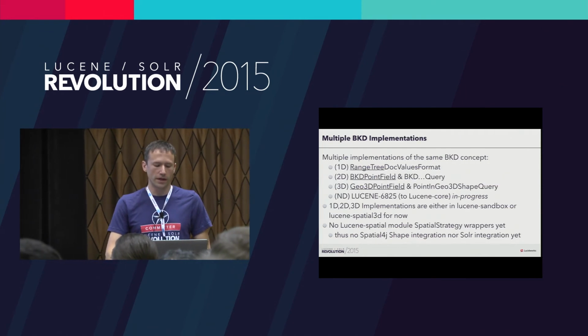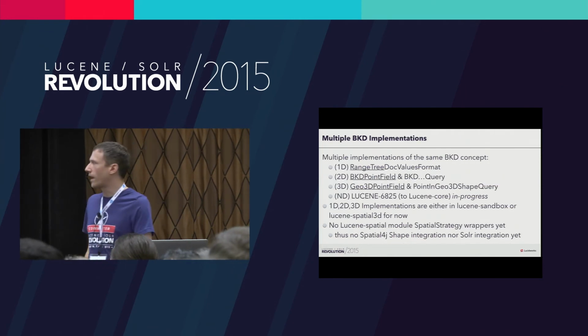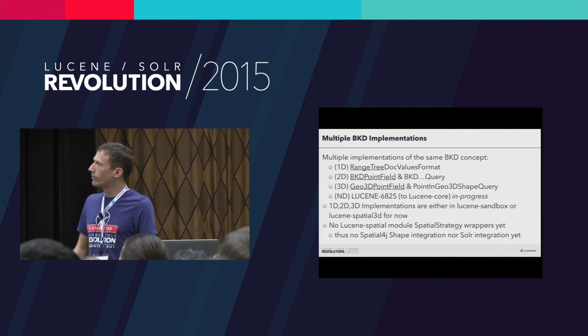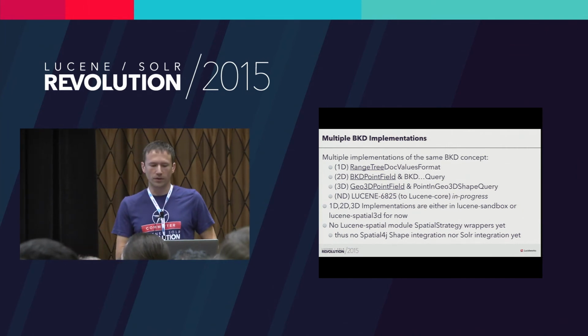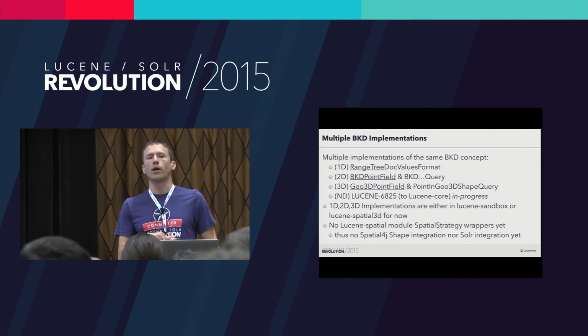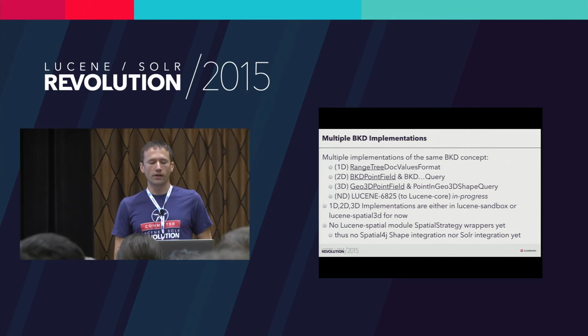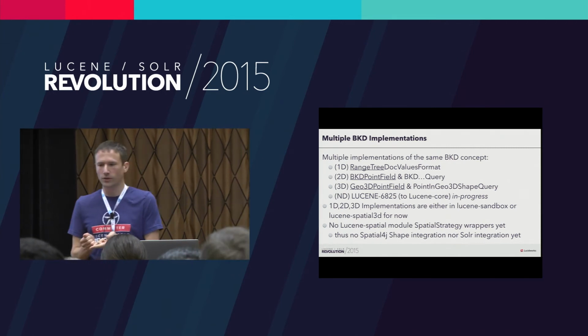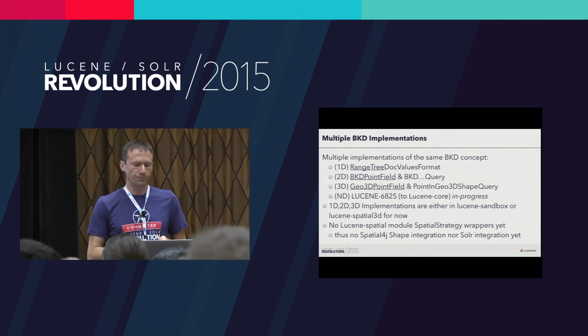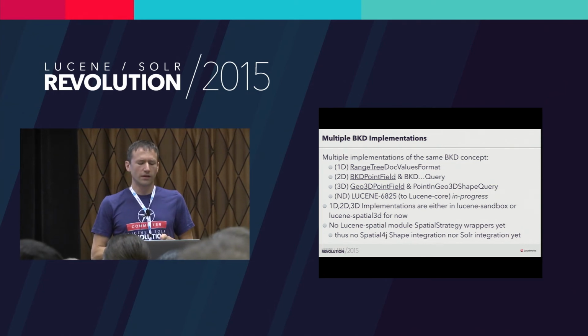And it's pretty fast. There are, unfortunately, multiple implementations of this BKD tree. And most of them are in the spatial sandbox module right now, actually. And so there's a one-dimensional one, a two-dimensional one, a three-dimensional one. I have 3 slides for each of those coming up.